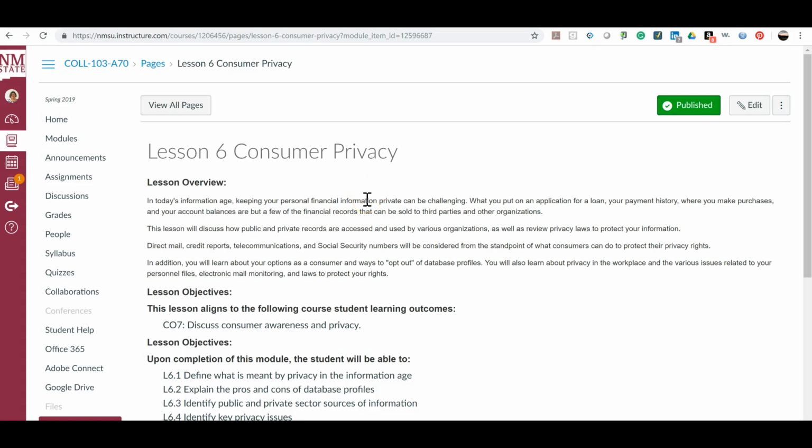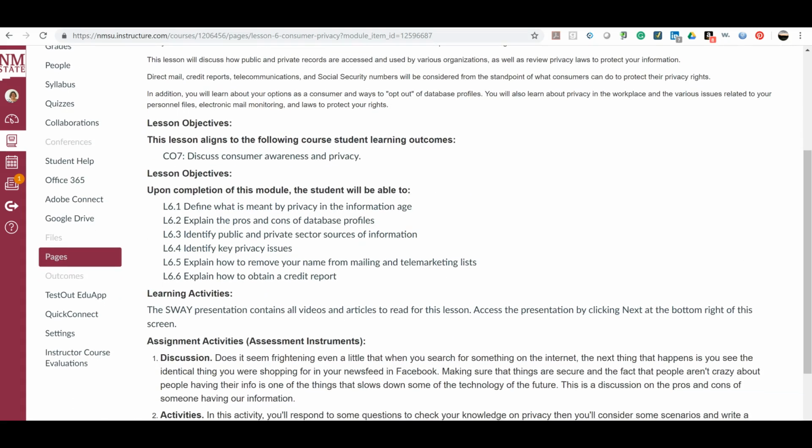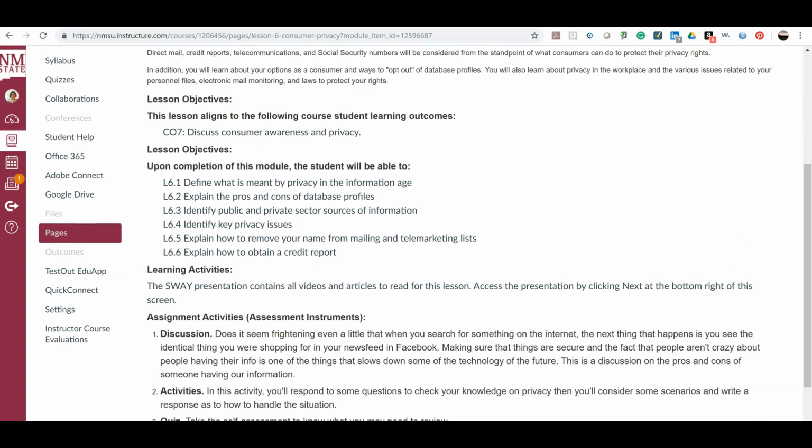You'll also learn about opting out and your options as a consumer for databases and the profiles that they find on there. You'll learn about the various issues related to personnel files as well, and electronic mail monitoring laws that can protect your rights, so that you do know what the law is. Be sure you read through the objectives so you know what you should be able to do by the end of this lesson.